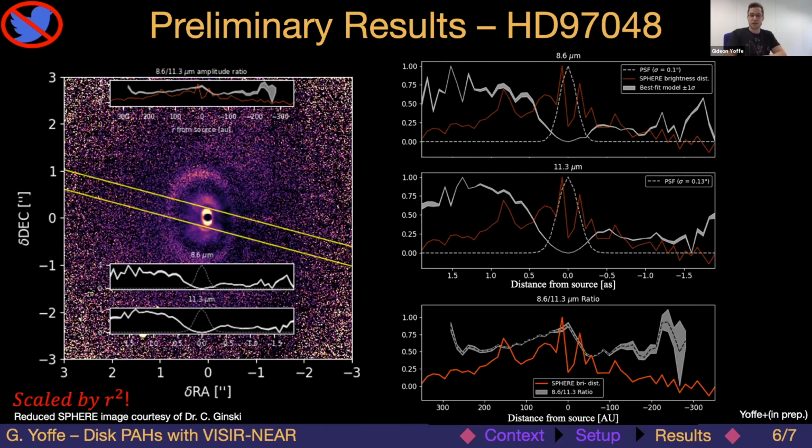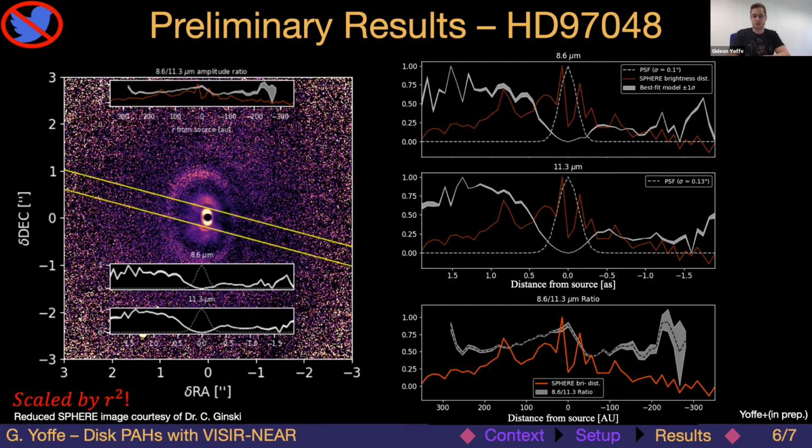Another interesting object we'd like to present is HD 97048. The plots are similar to the previous slide, with the exception that in this case, all images and graphs are scaled by r². For this object, a whole different trend is evident.